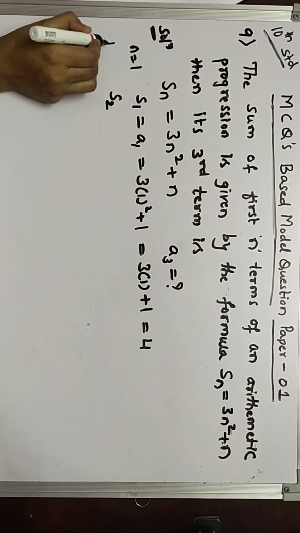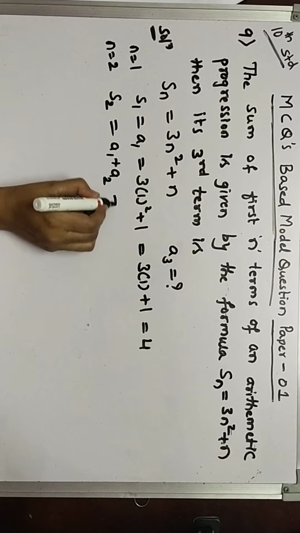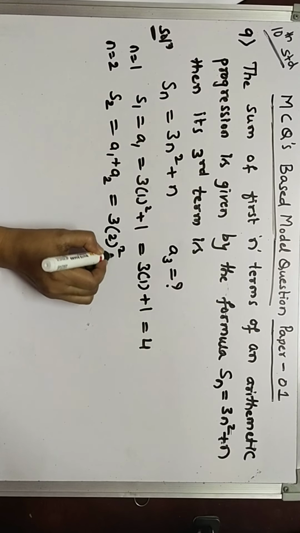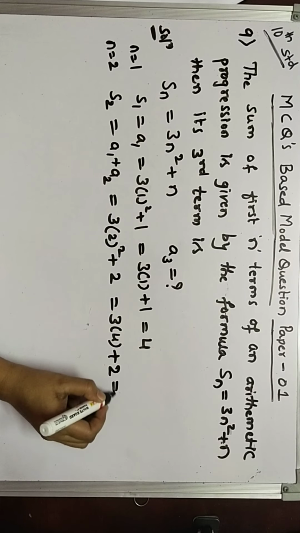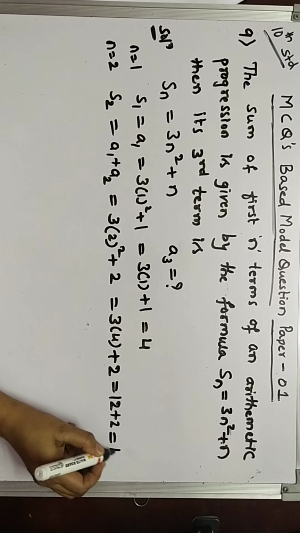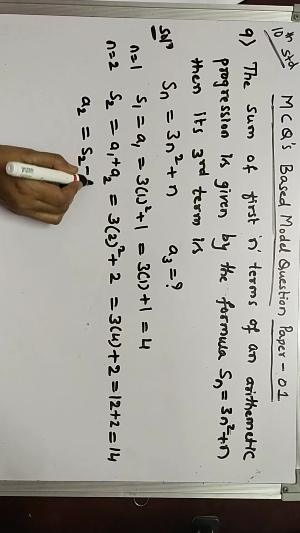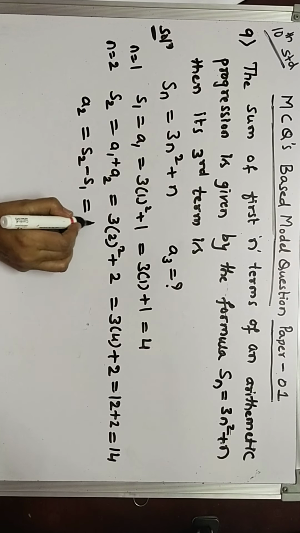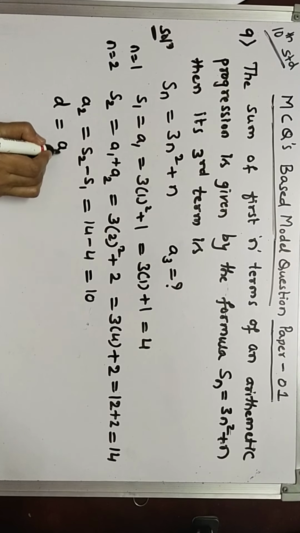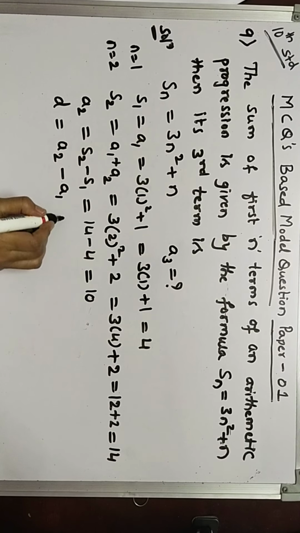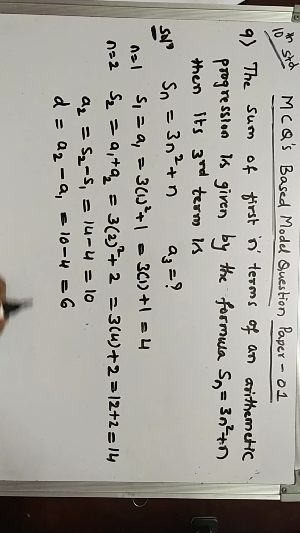Then S2. Put n is equal to 2, so S2 means A1 plus A2, the sum of two terms. 3 into 2 square plus 2, 3 into 4 plus 2, 12 plus 2, that is 14. Now we get A2 as S2 minus S1. S2 is 14, S1 is 4, that is 10. Then the common difference d is equal to the second term minus the first term. The second term is 10, the first term is 4, so it is 6.